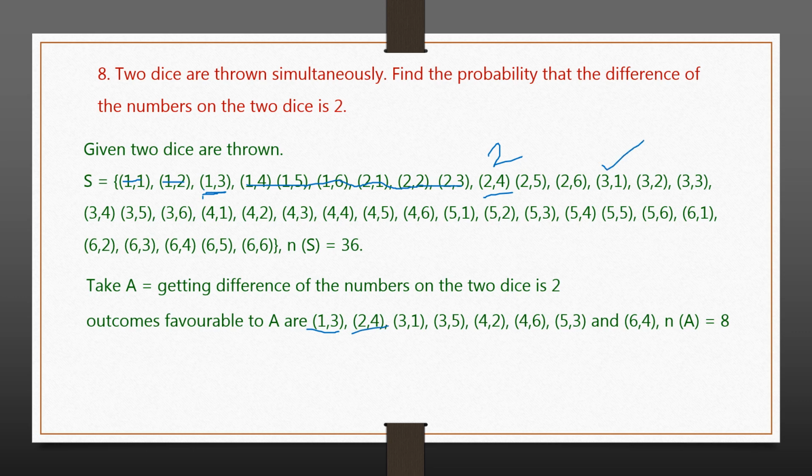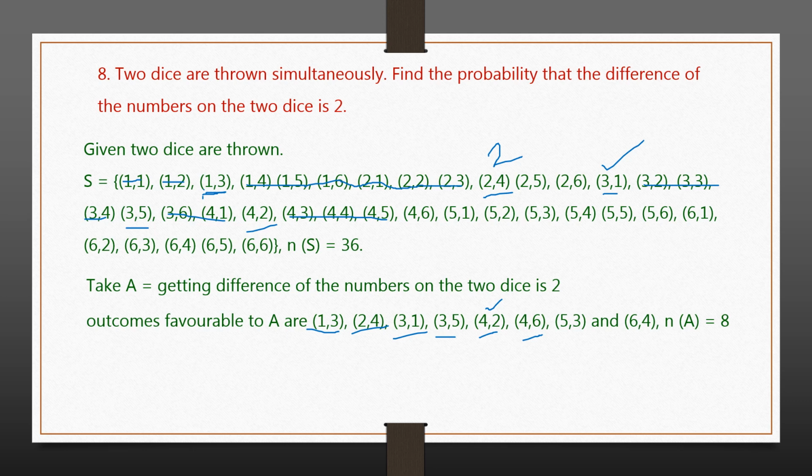3 1 is favorable because 3 minus 1 is 2. Now 3 2 and 3 3 are also not favorable. 3 4 is not favorable, whereas 3 5 is favorable. The difference of 3 and 5 is 2, 5 minus 3 is 2. 3 6 is not favorable. 4 1 is not favorable. 4 2 is favorable because the difference of the two numbers is 2 only. 4 3, 4 4, 4 5 are not favorable, whereas 4 6 is favorable to A because the difference of the numbers 6 and 4 is 2, or 4 and 6 is 2.